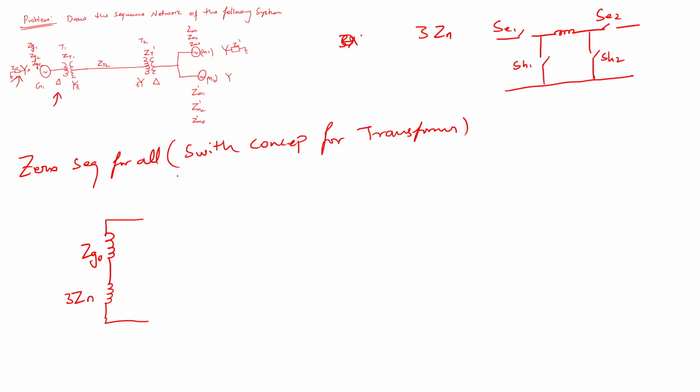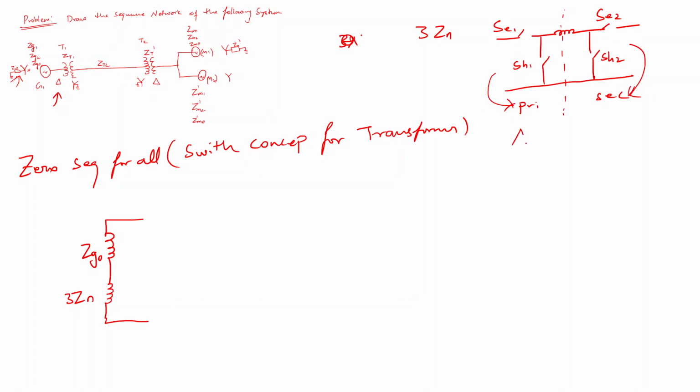Just see the notes and tell me the value. Yes, there are 4 switches. For these 4 switches, some switches will be off and some will be on according to the connections of the transformer. This first part is the primary side and this is the secondary side. So SC1 and SH1 belong to the primary side, and SC2 and SH2 belong to the secondary side.